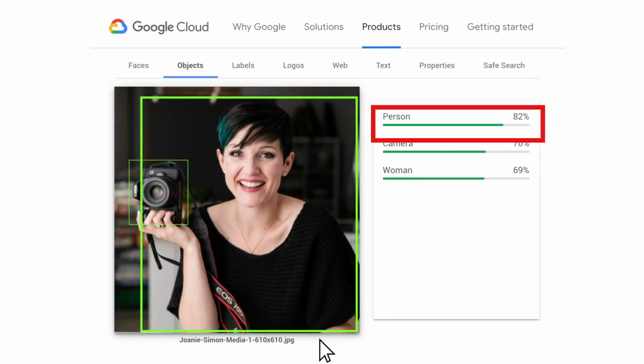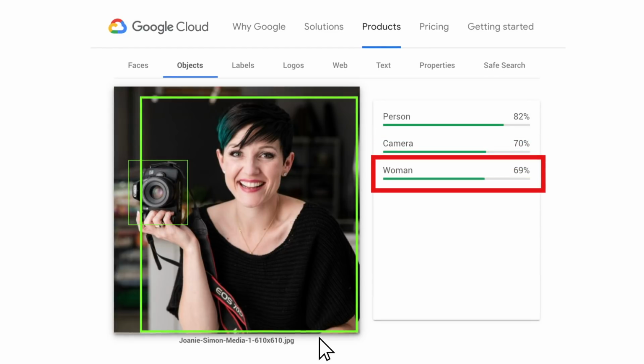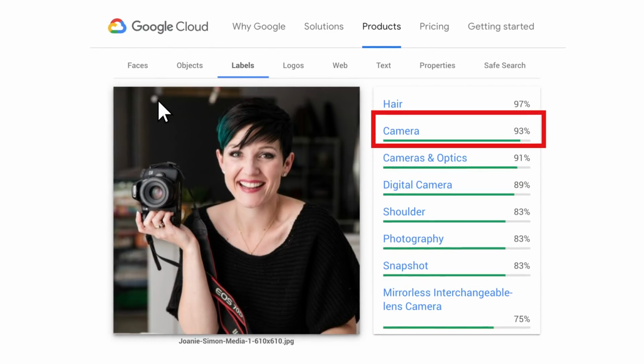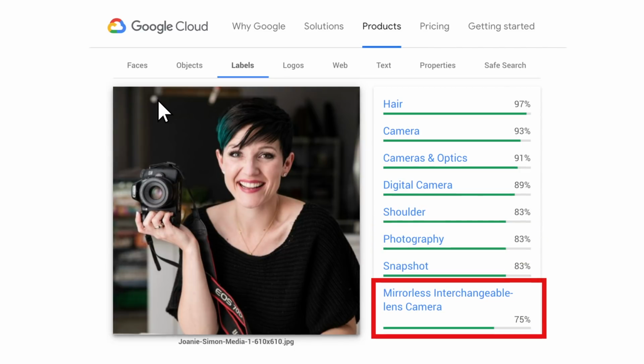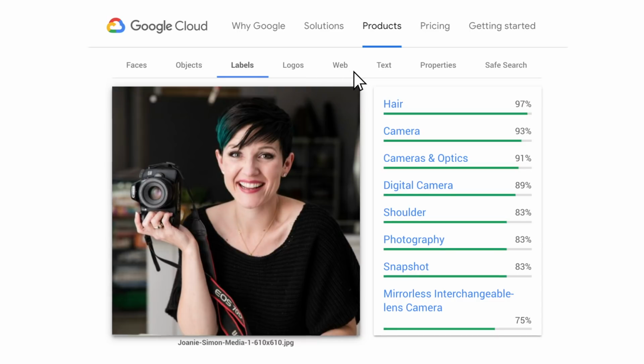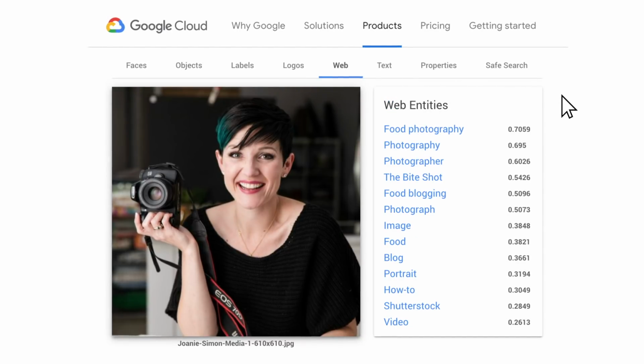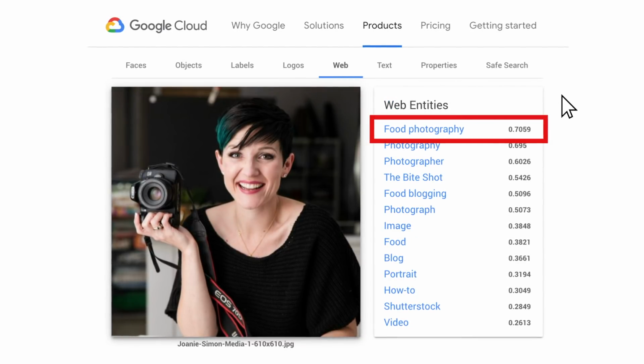They can see that there's a person here. She's holding a camera, that 69% confident that this is a woman. You can see the hair, the camera, the photography. They're even 75% sure this is a mirrorless interchangeable camera. Now this is interesting because the top keyword, so to speak, they're coming up here is food photography.